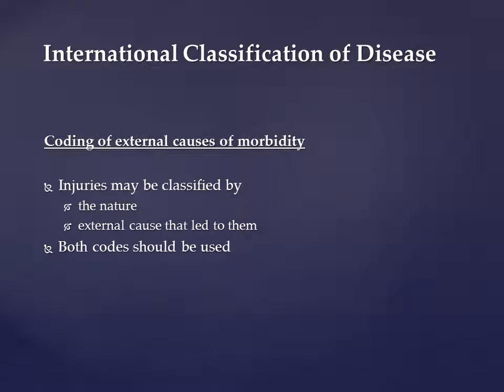If the morbidity is caused by external causes or injuries, the nature of the injury, with codes usually coming from Chapter 19, should be coded as the main condition, while the external cause that led to the injury, with codes coming from Chapter 20, is usually coded additionally. Both codes should be used.